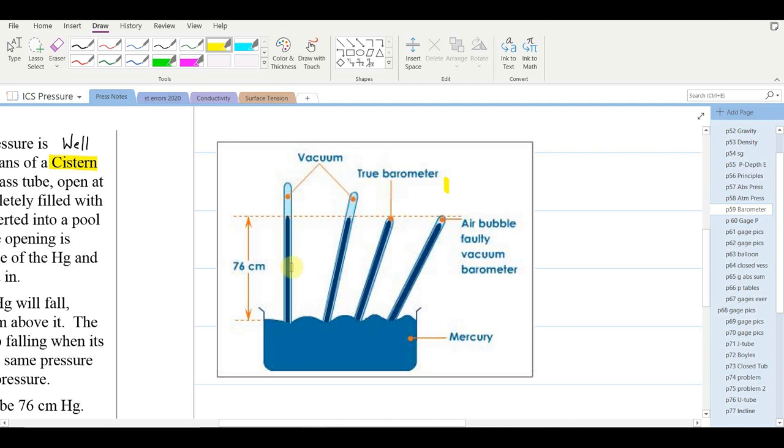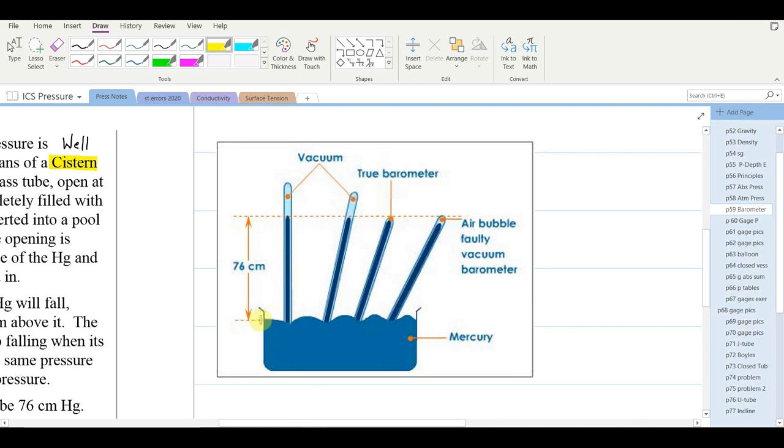Will it fall completely? If you're not sure, make sure you watch the video for which I've posted a link. It's called Atmospheric Pressure. It's probably only a minute long, but it shows it very well. No, the mercury will not fall completely. It'll stop falling when its height exerts the same pressure as atmospheric pressure pushing against it. And so the height of mercury is a measure of atmospheric pressure.